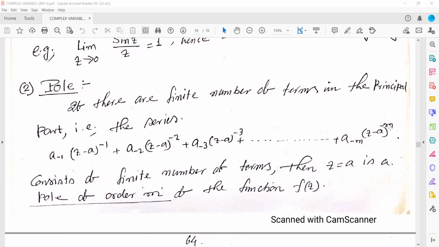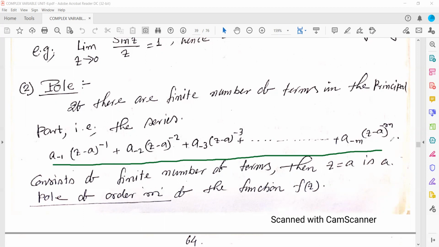M terms. And the highest order is what? M. So it is a pole of order m, because this principal part has a finite number of terms. Once the principal part has a finite number of terms, then that singularity point is called your pole.